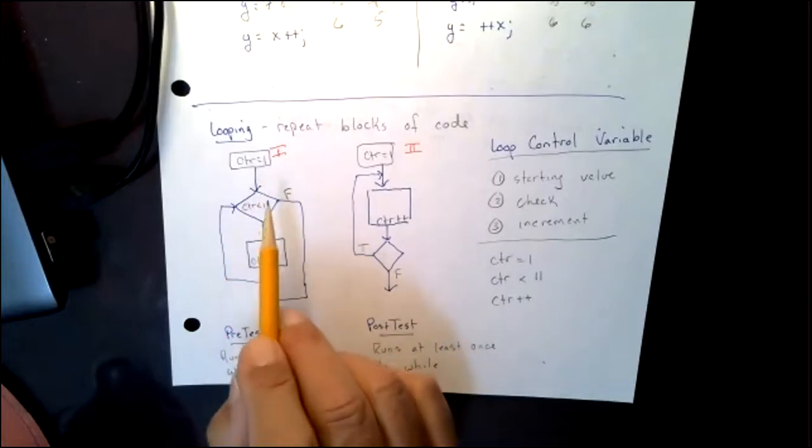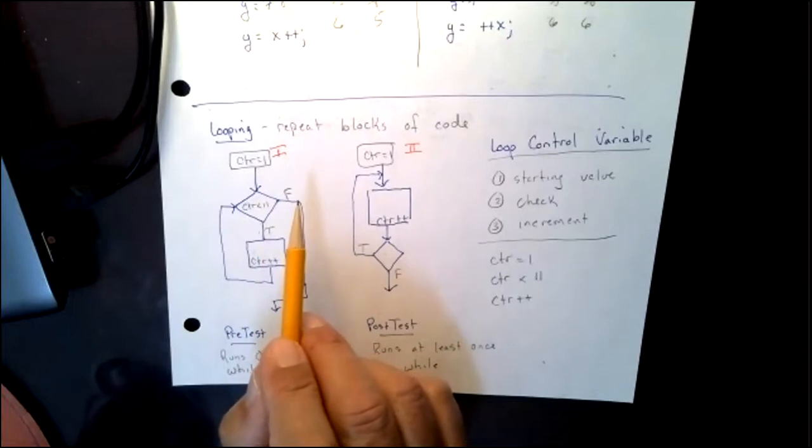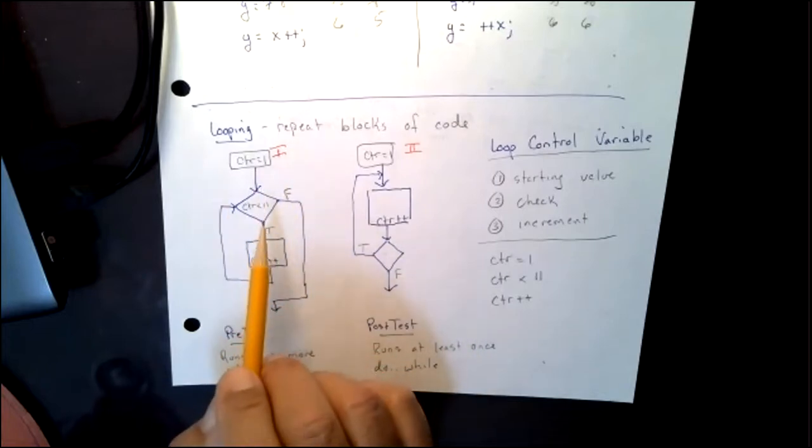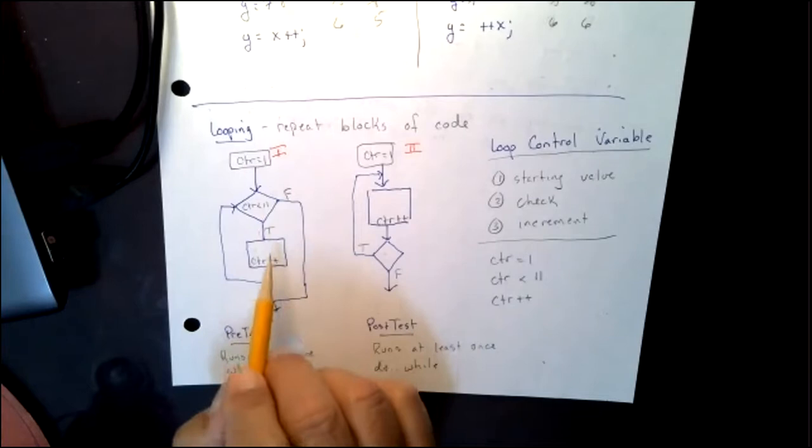And you're going to tell me true or false. Here we go with our Boolean again. Is counter less than 11? If it is, then I'm going to come in and do stuff.